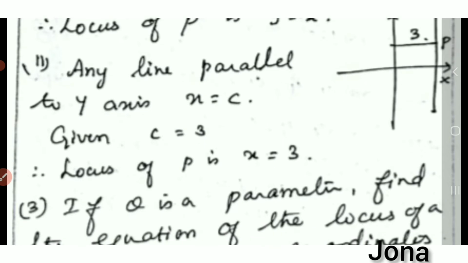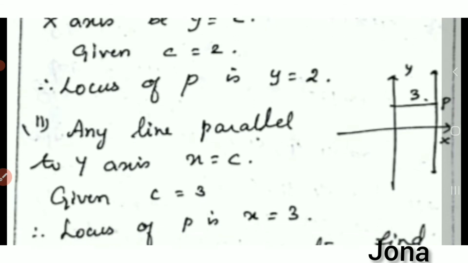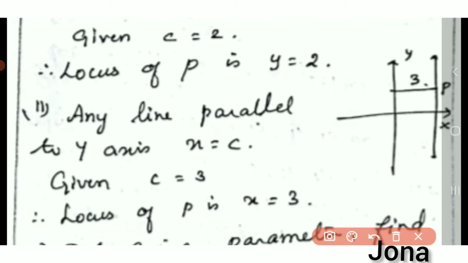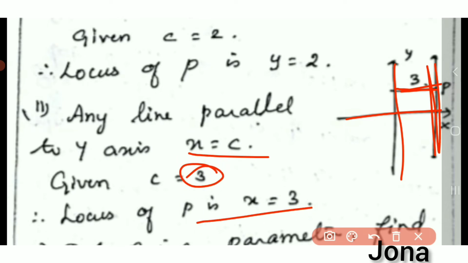Any line parallel to y-axis, here this is x-axis and this is y-axis. Parallel to y-axis is here. So, this is parallel, and this distance is 3. So, any line parallel to y-axis is x equal to c. So, that c is 3 here. Therefore, we can have the locus of P is x equal to 3.